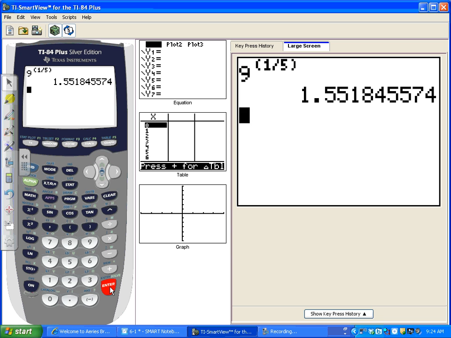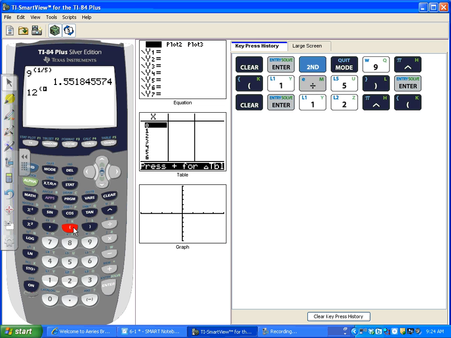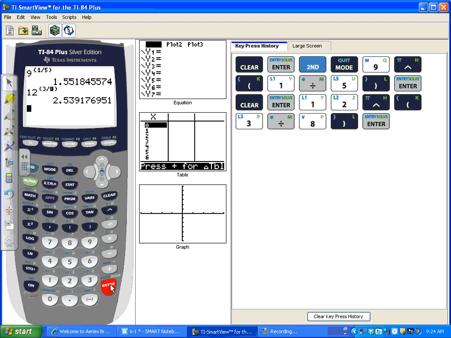If you want to see calculator keystrokes, I'm going to do the next example right now. It'll look like this. Let me see if I can clear that. So the next one is going to look like, and I'm going to just give you the keystrokes here. That will be 12 raised, parentheses, to the 3 divided by 8. Close your parentheses, and then press enter again.